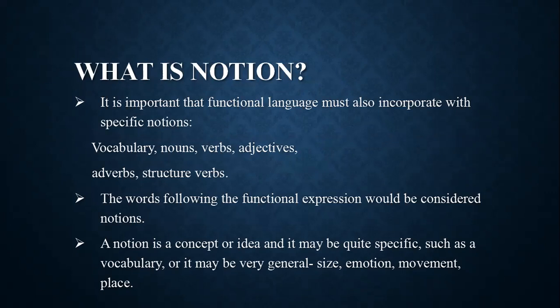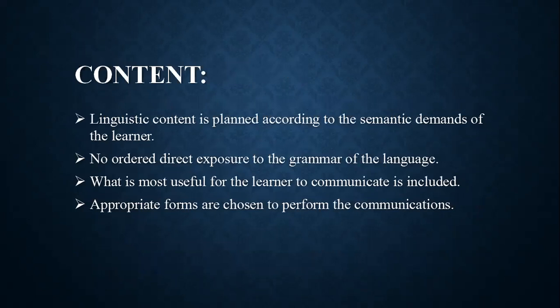Next. What is notation? It is important that function language must also incorporate specific notations. These notations can be vocabulary, nouns, verbs, adjectives, adverbs, or structure verbs. The words following the functional expressions would be considered notations. A notation is a concept or idea, and it may be quite specific, such as vocabulary, or it may be very general, that is size, emotion, movement, place, etc.